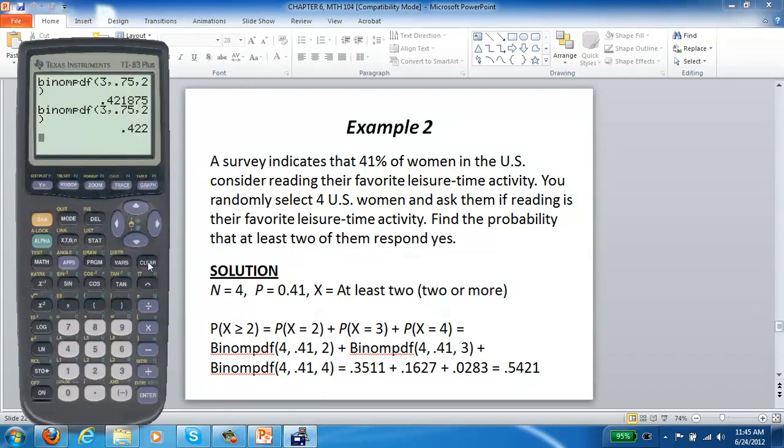Let's do it by using again the graphing calculator. I go to clear, so second, variables, I go to 0, enter, 4, 0.41, 2, close the parenthesis, plus, same step, second, variables, binomial PDF, 4, 0.41, 3, close the parenthesis, plus second, variables, again I go to 0, in this case we have 4, 0.41, 4, close the parenthesis and then click enter, and this is the same probability, 0.542, the same that I have on example 2.